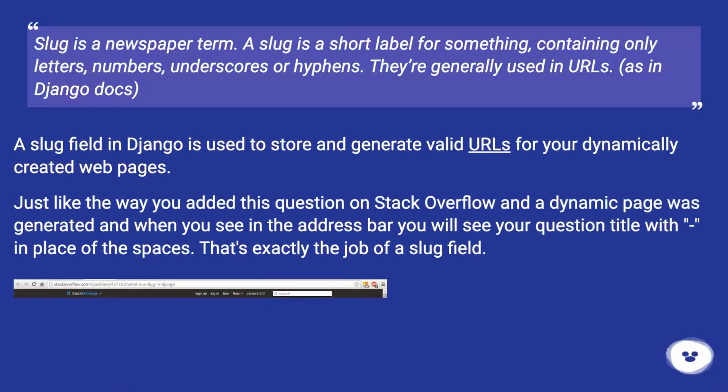Slug is a newspaper term. A slug is a short label for something, containing only letters, numbers, underscores or hyphens. They are generally used in URLs, as in the Django docs. A slug field in Django is used to store and generate valid URLs for your dynamically created web pages. Just like the way you added this question on Stack Overflow and a dynamic page was generated, and when you look in the address bar you will see your question title with dashes in place of the spaces. That's exactly the job of a slug field.